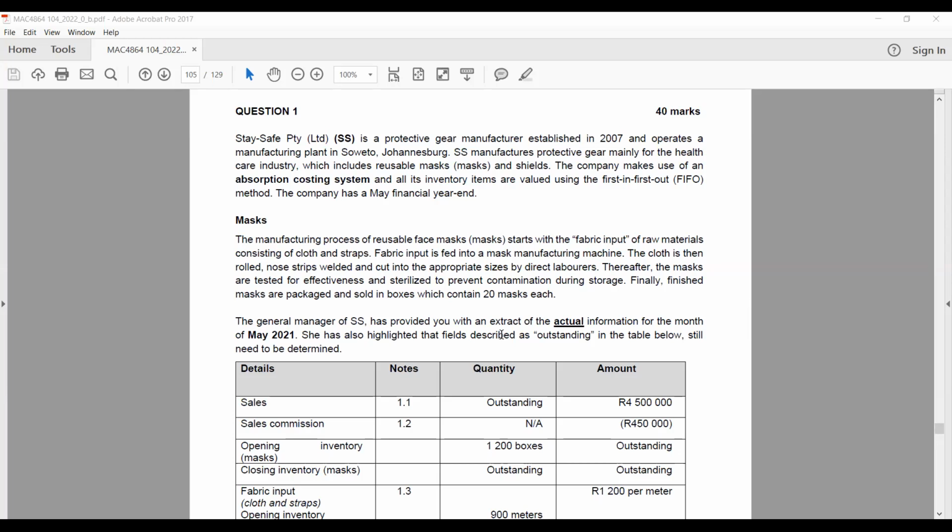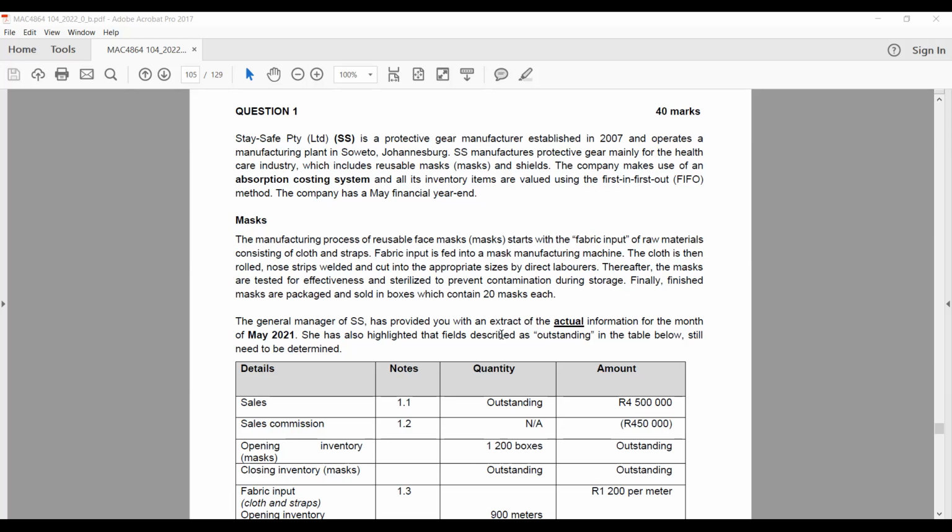They say Stay Safe Pty Ltd, SS, is a protective gear manufacturer established in 2007 and operates a manufacturing plant in Soweto, Johannesburg. SS manufactures protective gear mainly for the healthcare industry, which includes reusable masks and shields. The company makes use of an absorption costing system, and all its inventory items are valued using the first in, first out method. The company has a May financial year end.